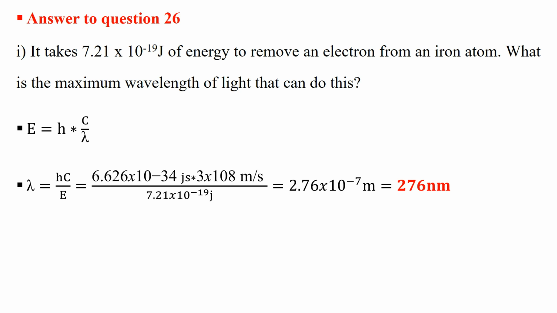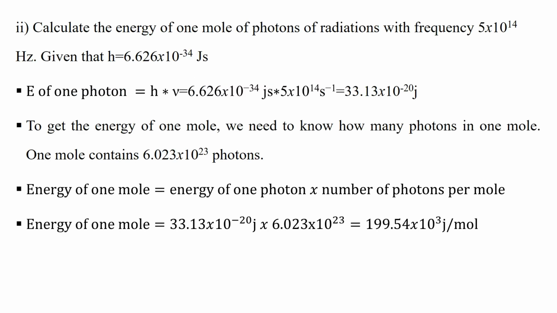Then they're asking the maximum wavelength. So we arrange the terms and calculate the wavelength. The wavelength equals hc over E: the Planck constant times the speed of light, divided by the energy. Replacing the terms, we get 276 nanometers. Going to the second sub-question.